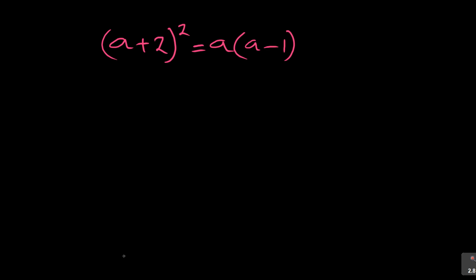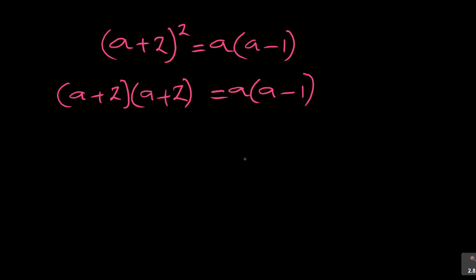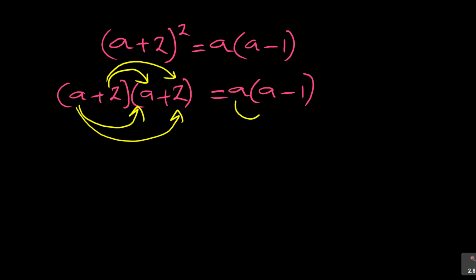It means this bracket is twice. It means this, (a plus 2), is equal to (a minus 1). Are you with me? Then here you use the FOIL method, this and this, this and that. That's what it means, and even the a here does that. Are you with me? So let's use the FOIL method.